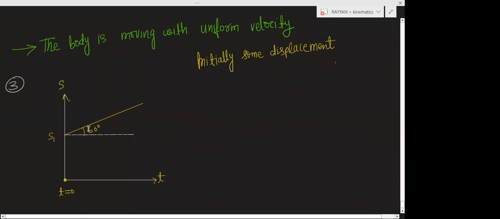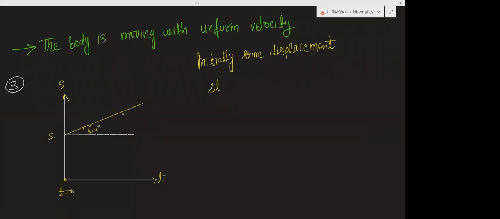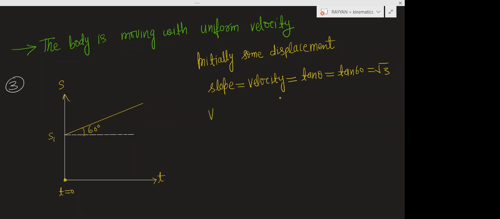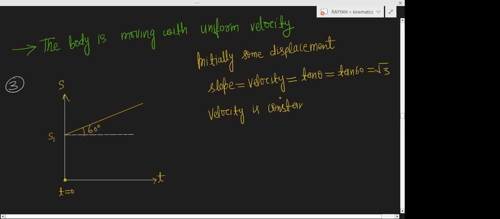Now after that, calculate the slope of the graph. When you calculate slope, and slope is the velocity of the displacement time graph, and that is equal to tan theta, and tan 60 degree is root 3 here. So this root 3 is constant now. So slope is constant, or you can say the velocity is constant. So what is the conclusion of this graph?